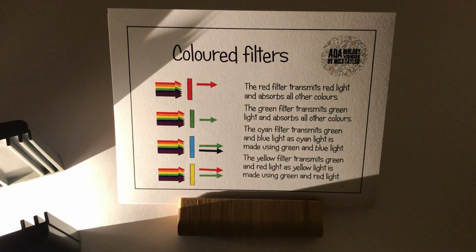A blue object will only reflect blue light. So the red and the green light that makes up yellow will both be absorbed. So the object will appear black.